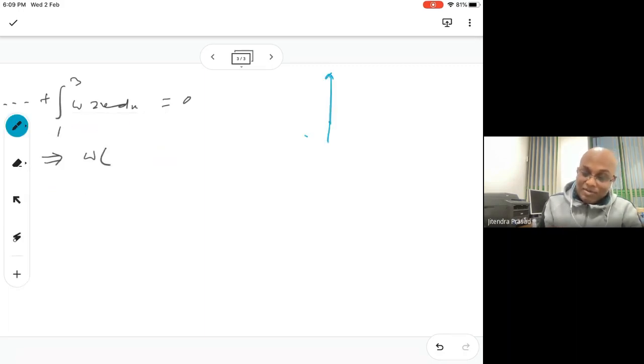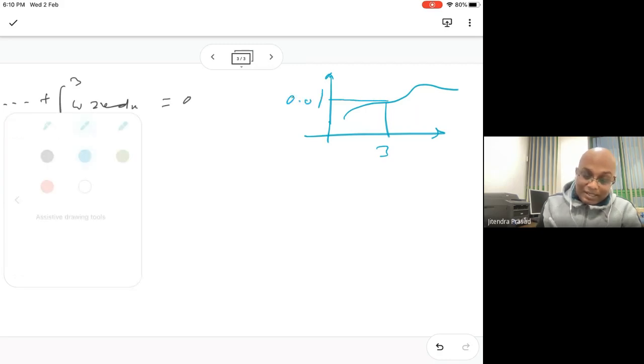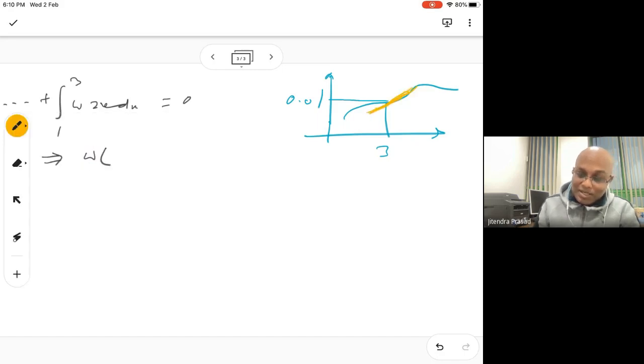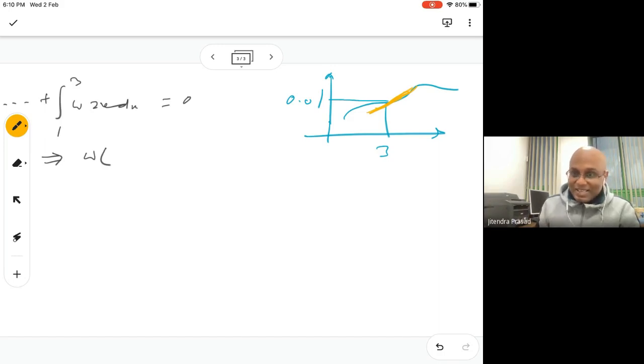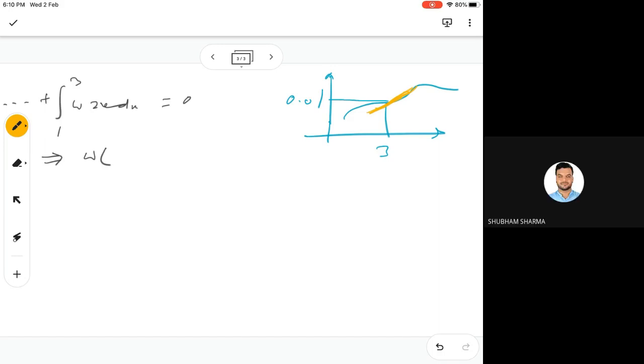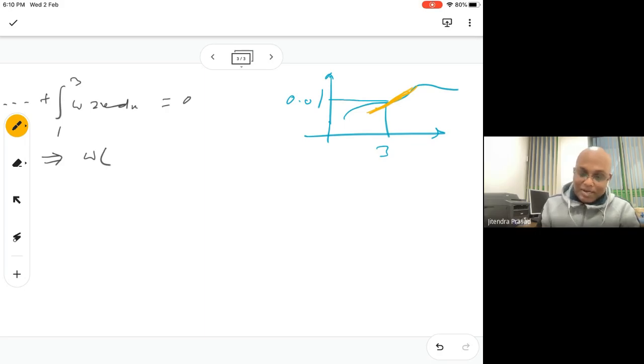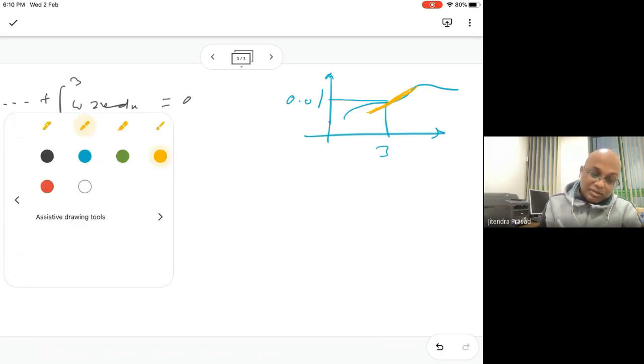Let us say you have some values here, like at u equal to 3. Let us say u equal to 3, the value is some value 0.01. Doesn't mean that the slope is 0. Slope will be whatever the actual slope is, right? It is not that it's constant there. It is a variable only. It has a slope, but you don't know what the slope is. Okay, sir.